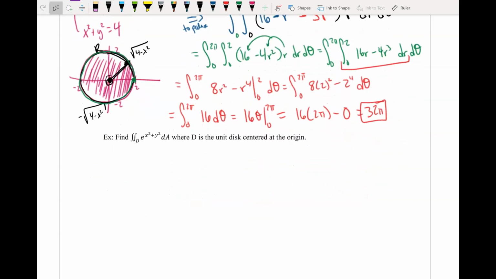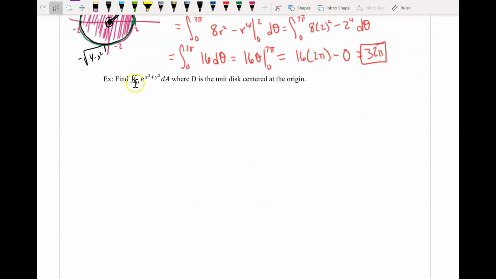So now let's go ahead and do this example. Let's say we want to find the double integral over the region D of e to the x squared plus y squared dA, where D is a unit disk centered at the origin. So here we're going to integrate this thing over the unit disk. If you think about the graph, I don't know what e to the x squared plus y squared looks like, but let's just pretend that it looks something like this. And the region is going to be a circle of radius 1. We're projecting this circle on here, and we want to find this volume.